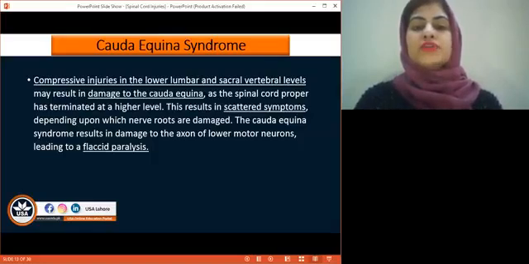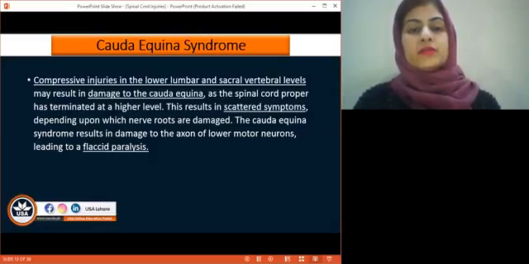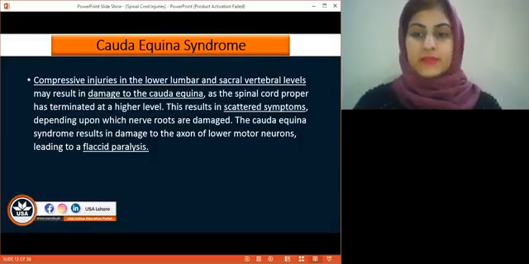So how do we differentiate cauda equina syndrome from the other syndromes? Because this is damage to the cauda equina because of compressive injuries in the lower lumbar and sacral vertebral levels. It results in scattered symptoms, and there is damage to the lower motor axons, leading to flaccid paralysis.